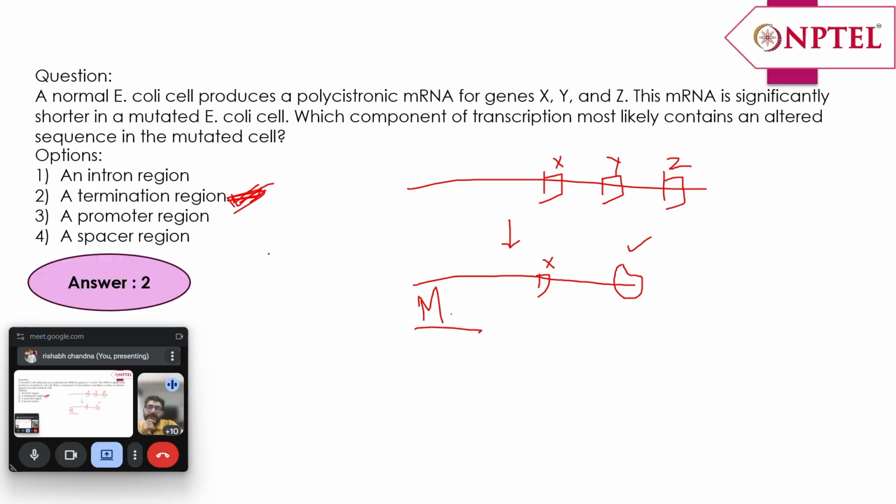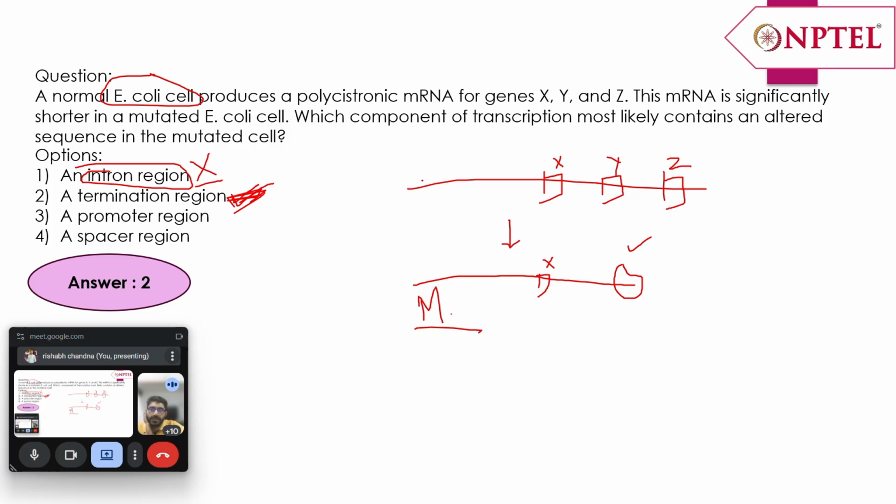Yes, the correct answer is option number 2, that is a termination region. So first of all, in an E. coli cell, because it's a prokaryote, it doesn't have an intron region. So the first option is neglected.